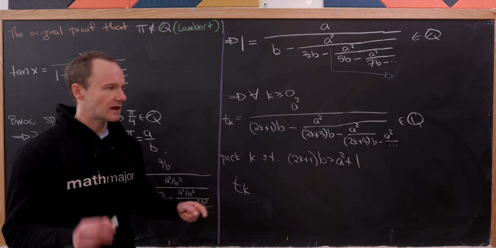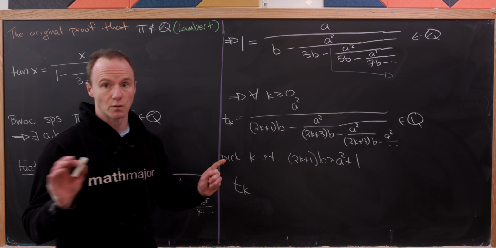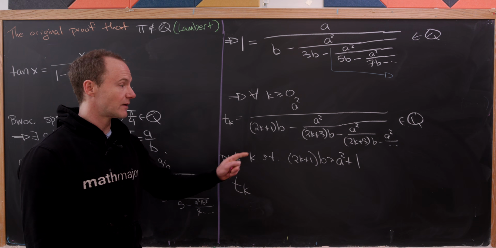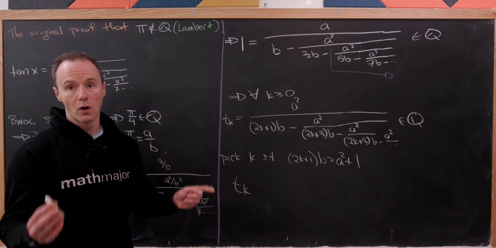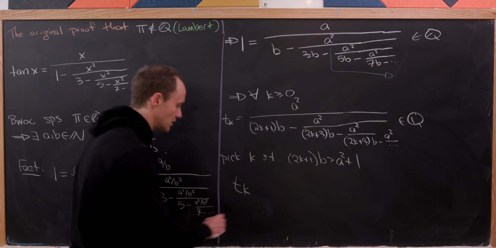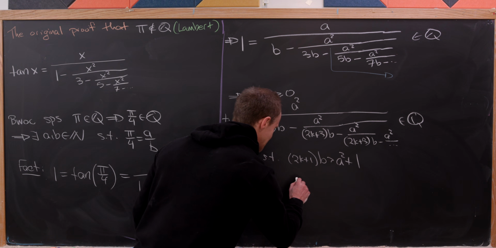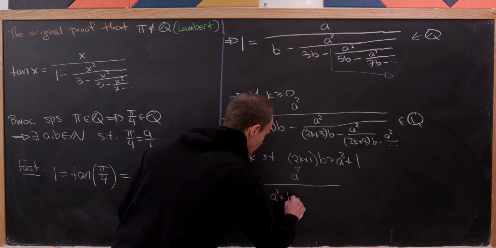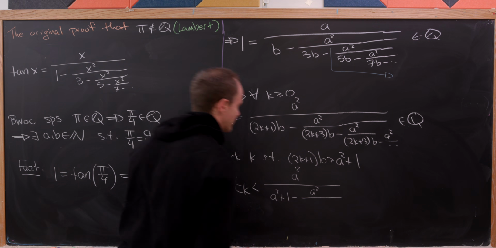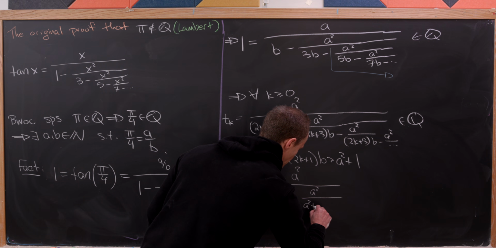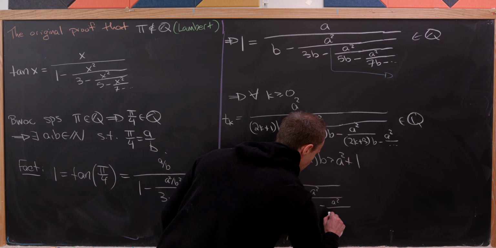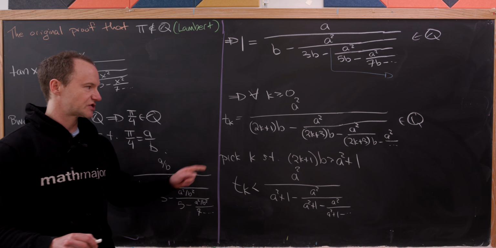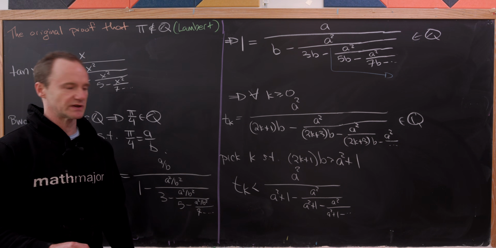So in the end, if you replace all of these 2k plus whatever with a squared plus 1, what you end up with is something which is larger, because on the whole, we've made the denominator smaller. So this is going to be less than a squared over a squared plus 1 minus a squared over a squared plus 1 minus a squared over a squared plus 1 minus so on and so forth. Again, that's just from replacing all of those with a squared plus 1.